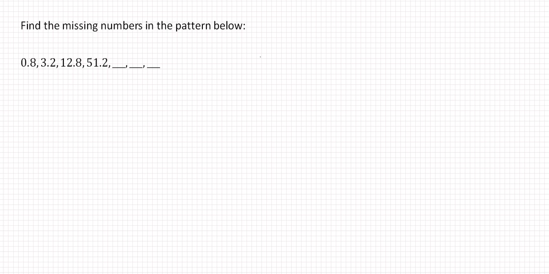And a final example, we have 0.8, 3.2, 12.8, 51.2. So what we're going to do is divide the second term by the first term. 3.2 divided by 0.8. They're both one decimal place. So I'm going to move the decimal over right here, move it over right here. So that is 32 divided by 8, which is equal to 4. Now we're going to multiply every term by 4, starting from the second term.